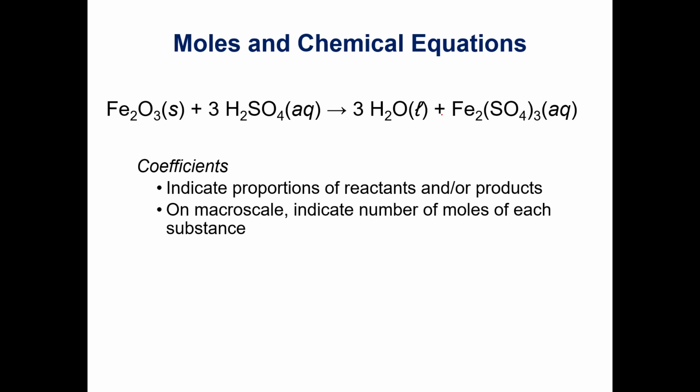So we can think of this as 1 mole of iron 3 oxide reacts with 3 moles of sulfuric acid and gives us 3 moles of water and 1 mole of iron 3 sulfate.